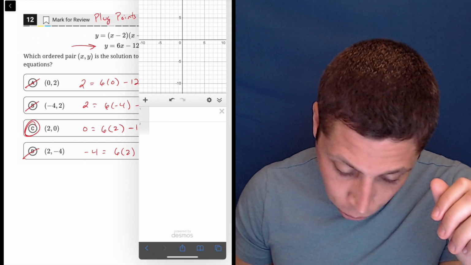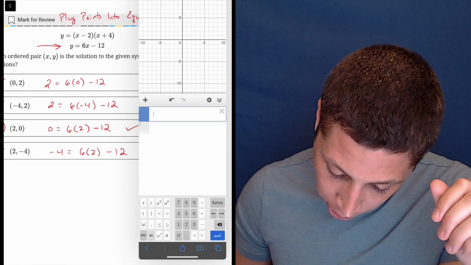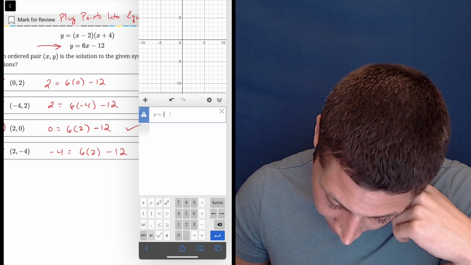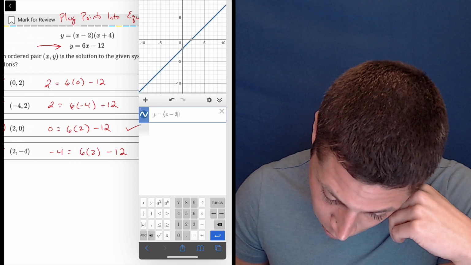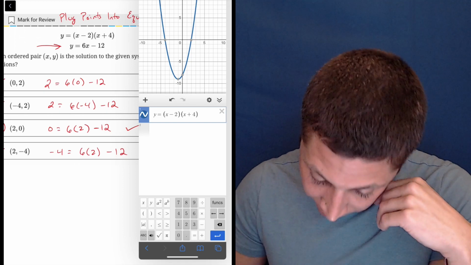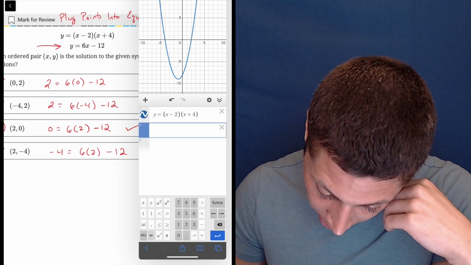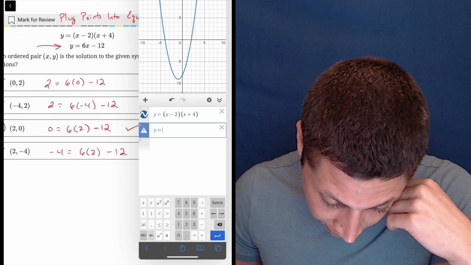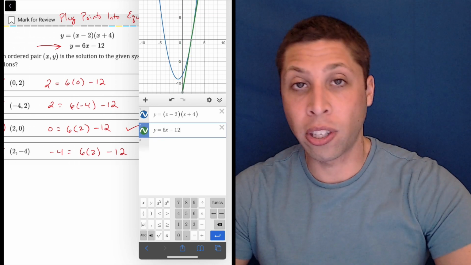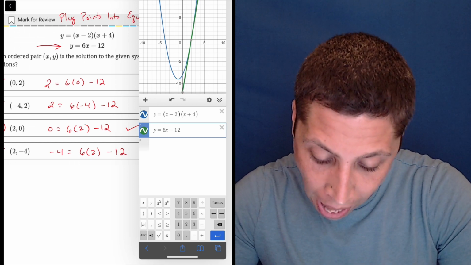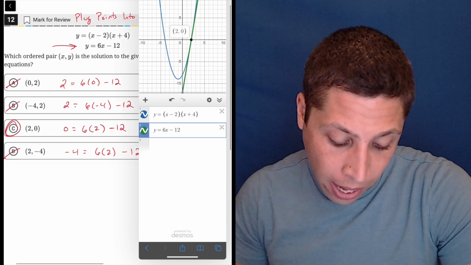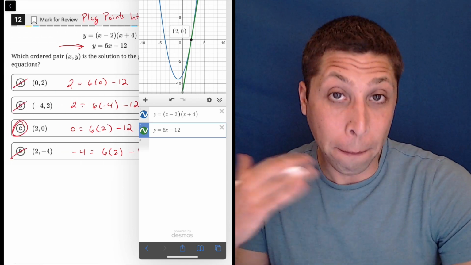Let me clear out this old question. In this case, we're going to enter both of our equations. So y is equal to, parentheses, x minus 2 times x plus 4. Just make sure you're entering it right. These buttons are very small, and I get very nervous. Y is equal to 6x minus 12. Then we're just looking for the point of intersection, and luckily Desmos highlights it for us. You can see it right here, this little gray point, and they tell us that it's 2, 0, which was the point I ended up picking. So that might be much easier.